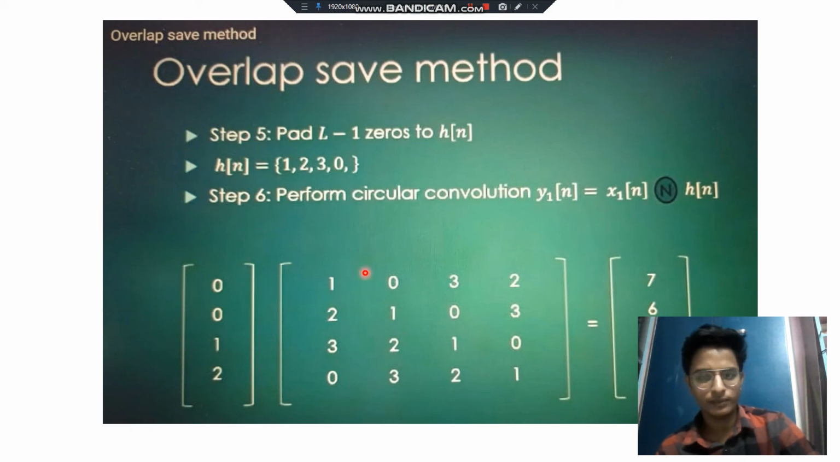So first we take the input x1 of n like this, 0 0 1 2, and we take the h of n in matrix form, where the first column is the original h of n, 1 2 3 0, and in the next column this 0 is thrown to the start, and in the third column this 3 will be thrown to the start, and in the fourth column this 2 will be thrown to the start, and the order follows like this. On multiplying these two matrices, we get the resultant y1 of n. Similarly for y2 of n, y3 of n, and so on.